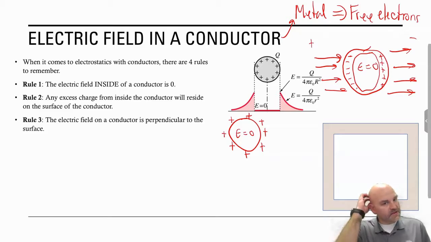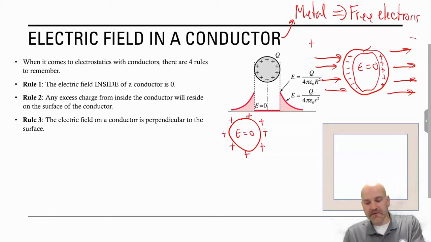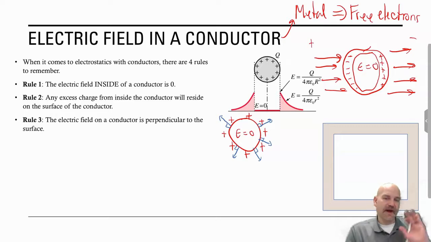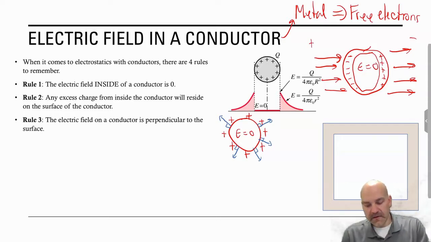The third rule is that the electric field on the conductor is going to be perpendicular at the surface, or just above the surface. So here's my E field coming off. It's going to be a vector that's perpendicular to the surface. We say just above it because once it gets past it, then it starts bending based on what's around it.